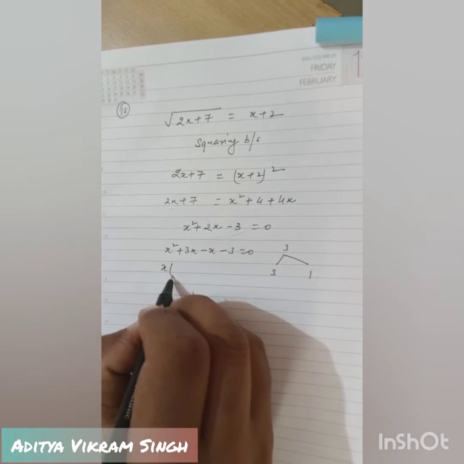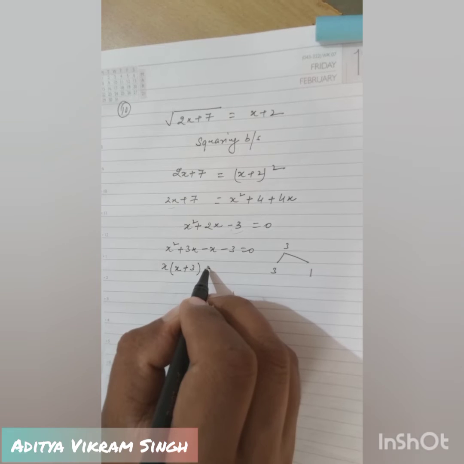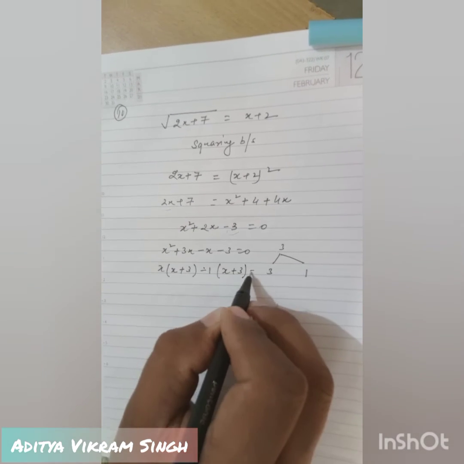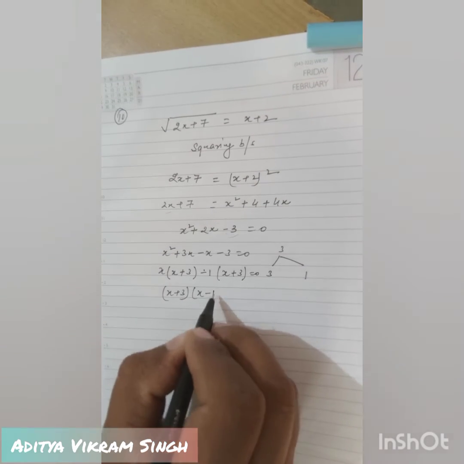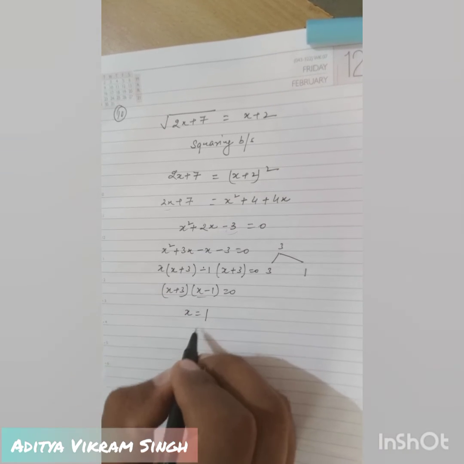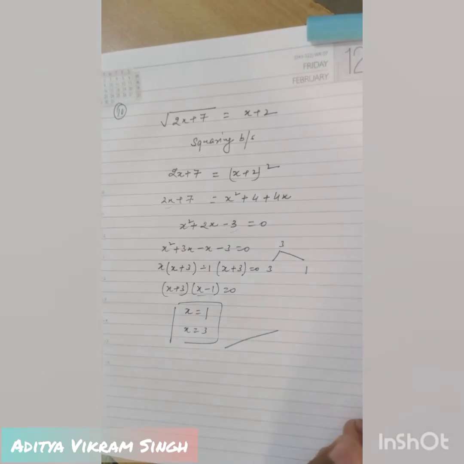From here what we have to do is take x common out from there. Okay, from here we have to take minus 1 common out from there, and it becomes x plus 3 is equal to 0. So either x plus 3 is equal to 0 or x minus 1 is equal to 0. So if this becomes 0, then x is equal to 1. If this becomes 0, then x is equal to 3. So this is our answer.